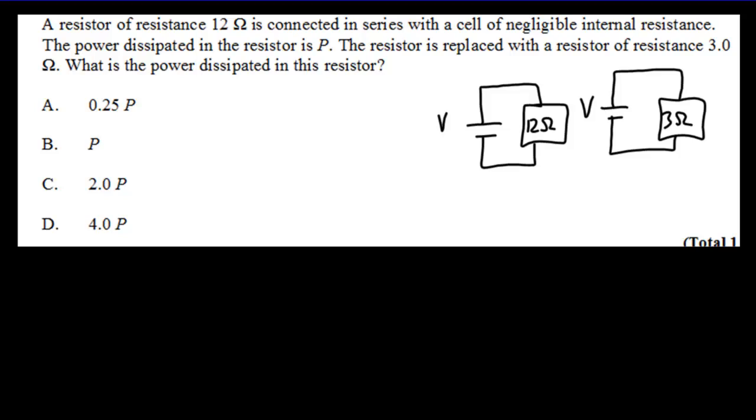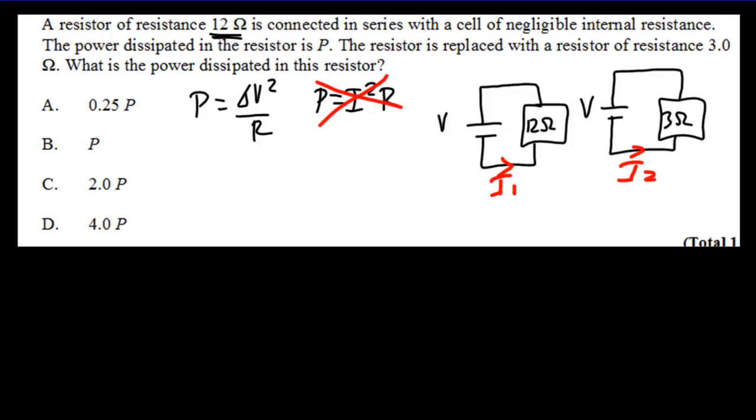Now, I've got two equations for power that involve the resistance. I've got delta V squared over R, and I've got power equals I squared R. Now, I don't want to use the I squared R because I is different. This is I1, this is I2. I is different in those two circuits. But the voltage is the same in both circuits. So I want to use this expression here.